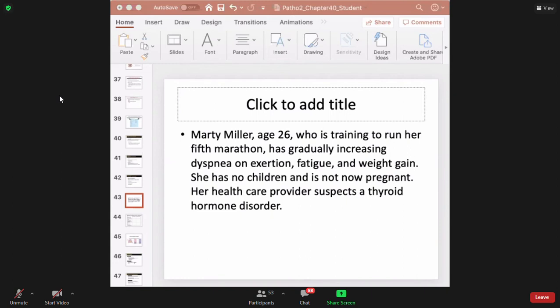I like it. Okay, so she comes in and what does she look like? If you were looking at her, what would you find on examination?